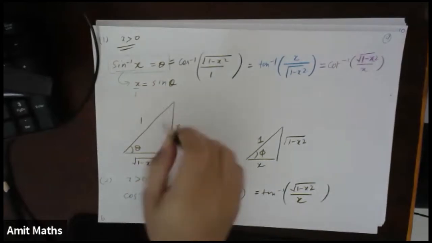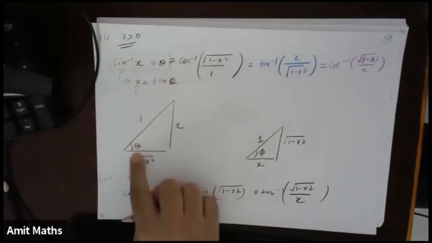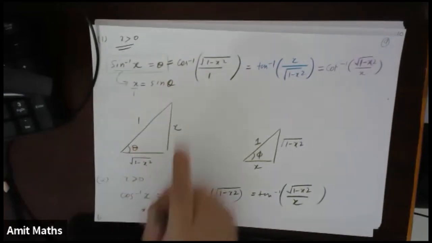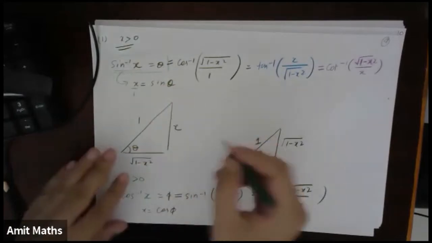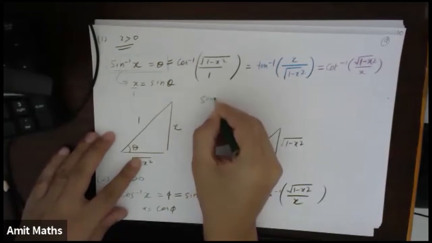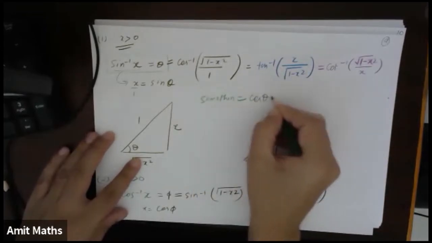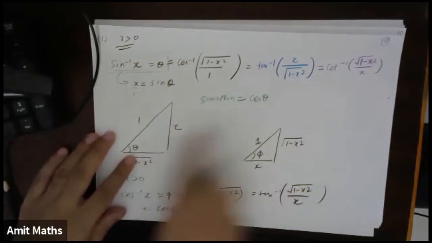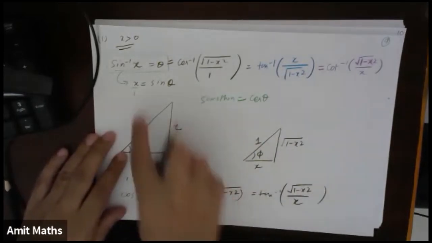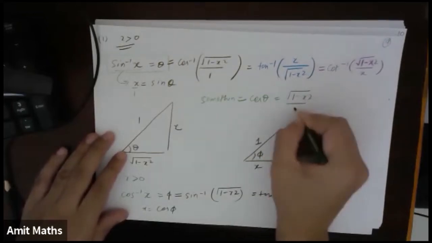Okay. Now theta I can also get using cos. So something should give me cos of theta, and I know cos of theta. If I look at this triangle, cos of theta is base upon hypotenuse. So cos of theta is under root of 1 minus x square upon 1, right?